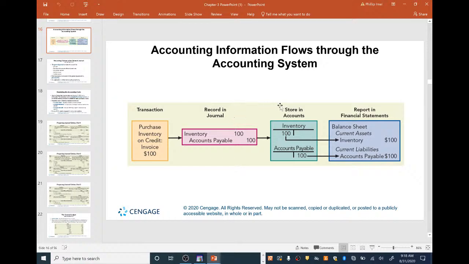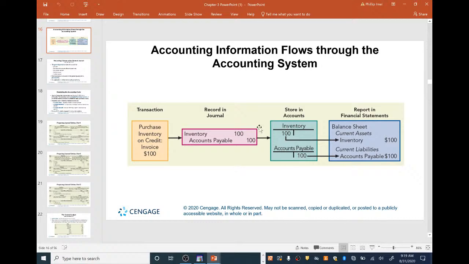Next, it's going to be stored in accounts, okay? Obviously, the accounts we used on the journal entry, inventory and accounts payable, are going to be the accounts in which they're stored, right? So in this case, you can see here, these are the little T accounts, right? Remember we talked about T accounts? We have the name on top of the account, which in this case is inventory. And then we have the debit side and the credit side, right? Same thing down here for the liability account of accounts payable. You have the debit side, the credit side.